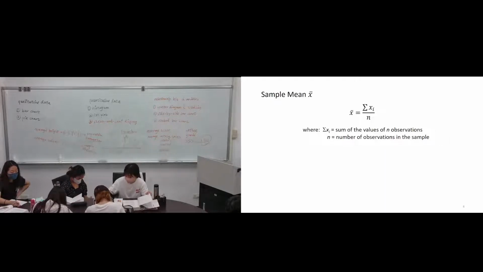And for the sample mean, we sum up all the x values of the small n observations, and small n represents the number of observations in the sample. Questions?